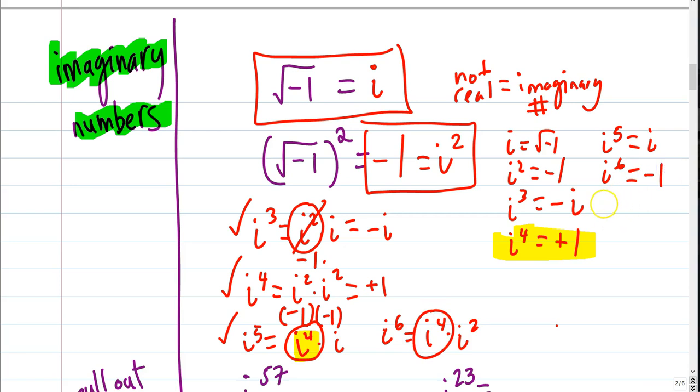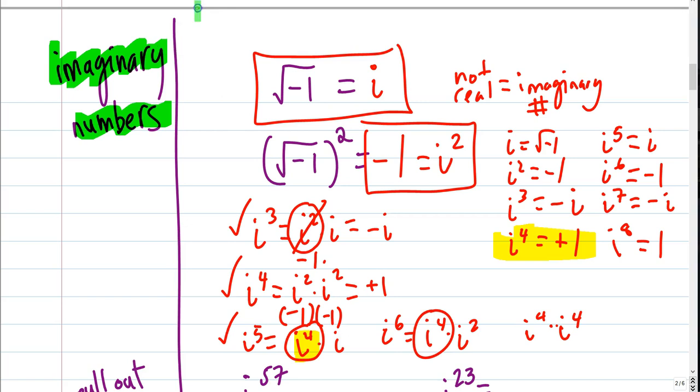i to the seventh is just the 4, which resets. I'm left with 3, or negative i. And i to the eighth, all 4 reset. That's just i to the fourth times i to the fourth. 1 times 1 is 1, and it resets. So after this, we'll go 9, 10, 11, 12. This pattern is going to continue.